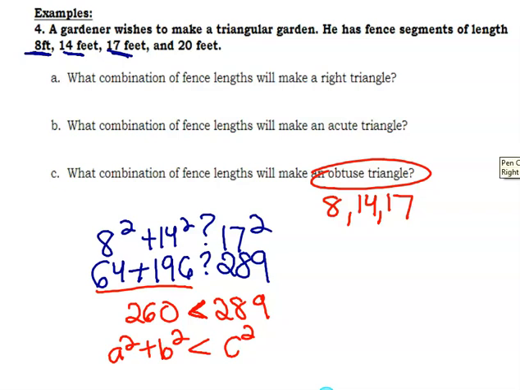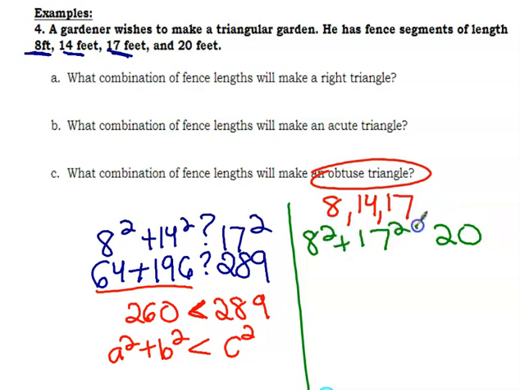Now let's look at a different combination. What if I had 8, 17, and 20? Let's try that combination and see what we get. Again, you have to square each of them.